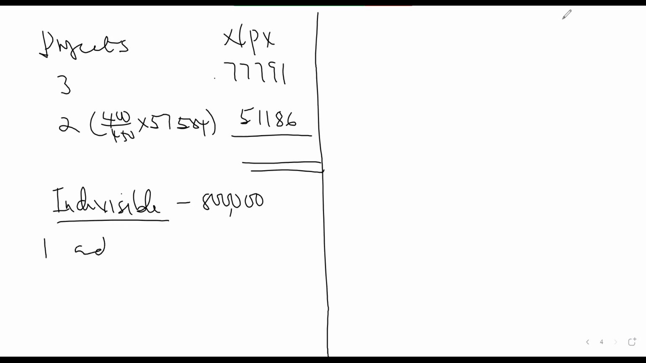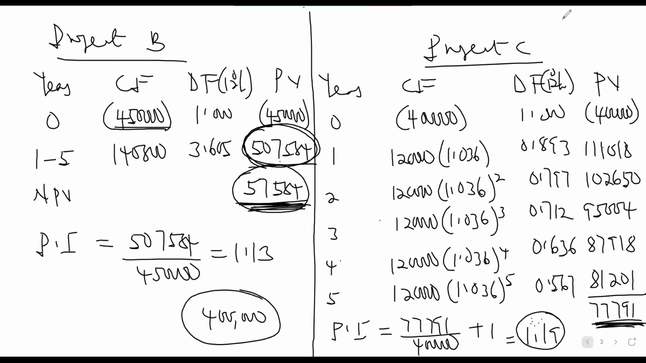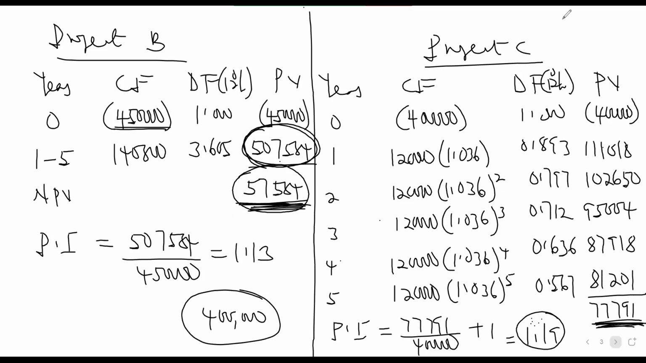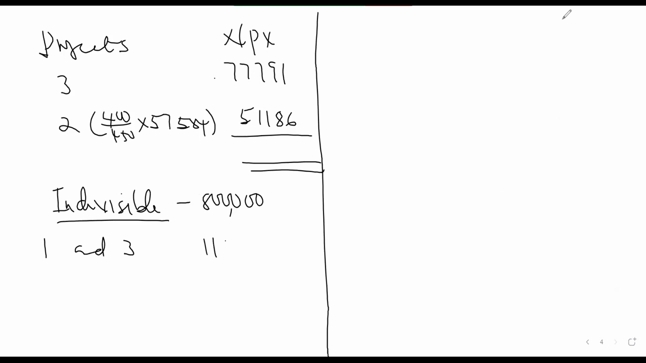It can either be project 1 and 3, which will give you a total NPV of how much? It will be 77791 plus 32740. Let's look at that. What will be the total NPV? 32740 plus 77791. What will be the total? 110531.